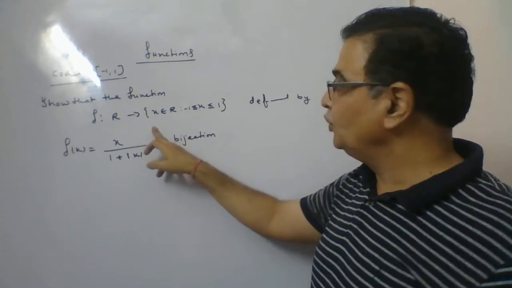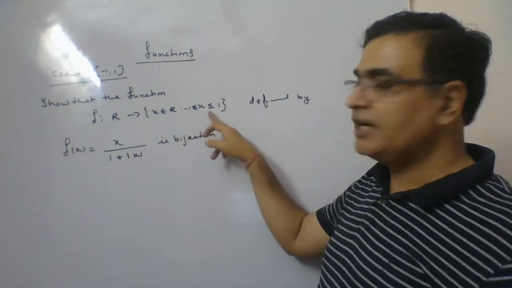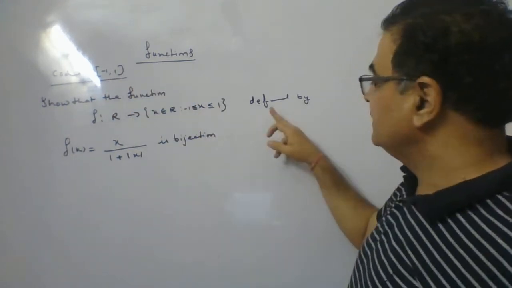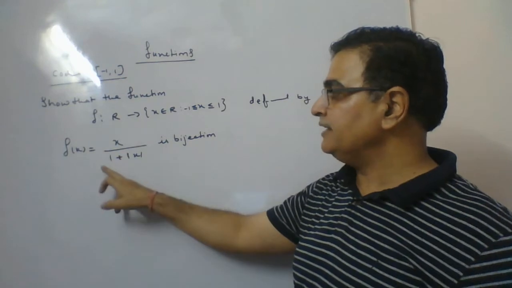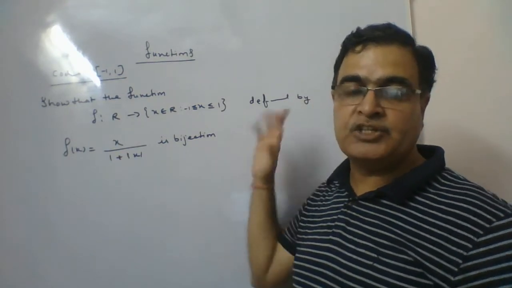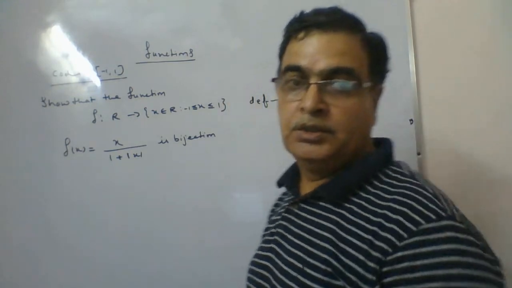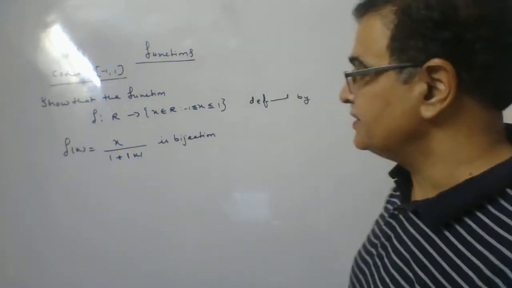to real numbers, all the real numbers which are between -1 and 1, that means the codomain is between -1 and 1, defined by f(x) is x by 1 plus modulus x, is a bijection. So we have to prove this function is 1-1 and onto, and modulus is still there in this question.